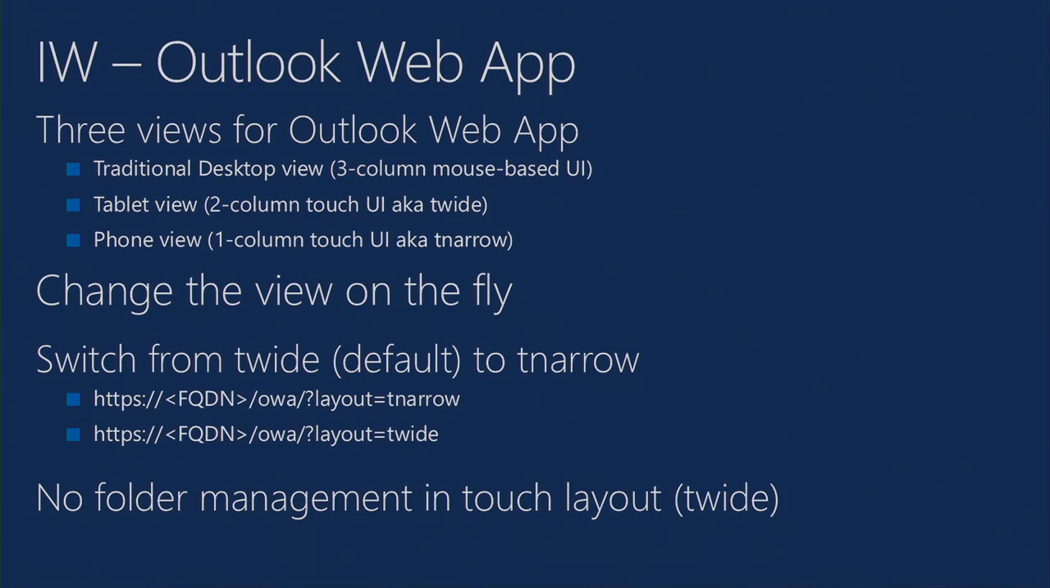In fact, if you've tried to go to OWA on some of your mobile devices, you may have already experienced that. Now, what's also interesting is you can change this view on the fly simply by manipulating the URL. All you need to do is add !/layout= and then either T-wide for touch wide or T-narrow for touch narrow to switch between either the tablet view or the phone view. So you can actually play with these views on the fly. You don't have to exit and reopen Outlook Web App. Just go up to the address bar and add that onto the end of the URL, hit enter, and you'll see OWA automatically change to that view.